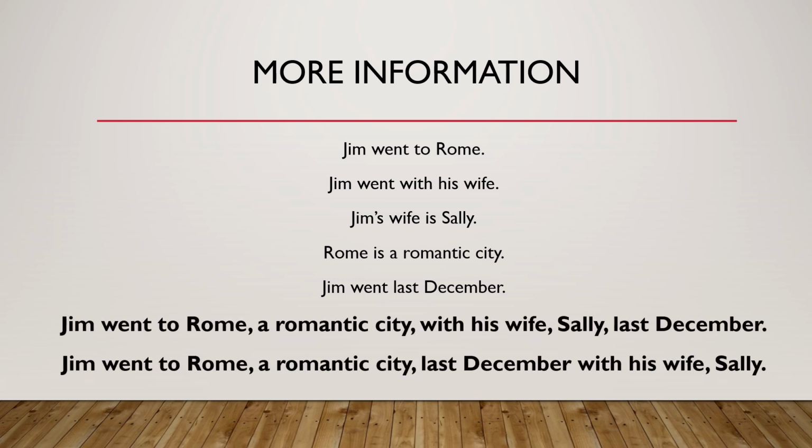Jim went to Rome, a romantic city, with his wife, Sally, last December. That's one way to join them. Another way, Jim went to Rome, a romantic city, last December with his wife, Sally. Sometimes when you have preposition phrases, you can change the position, you can change the order. You could put last December first, or you could put with his wife, Sally, first.